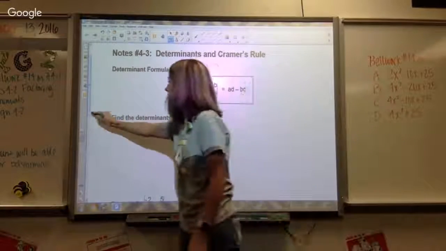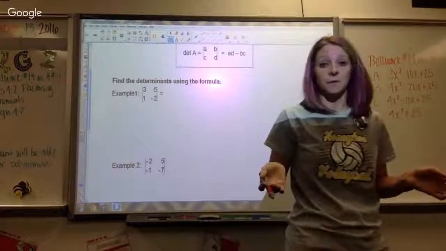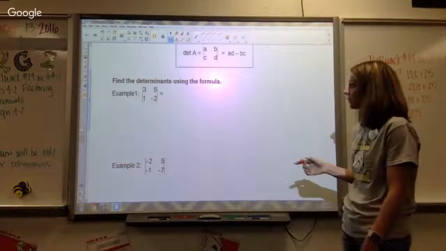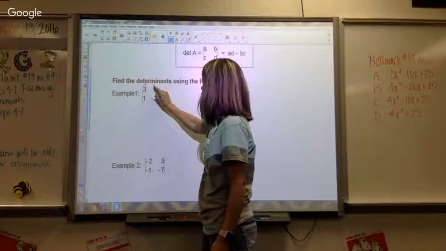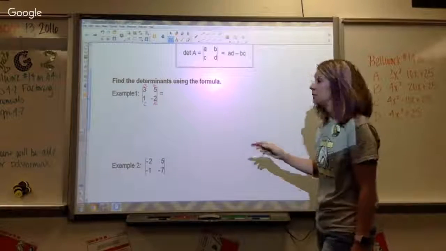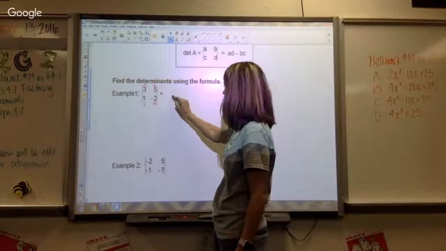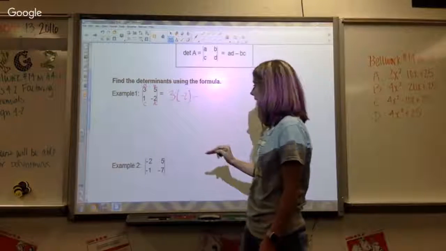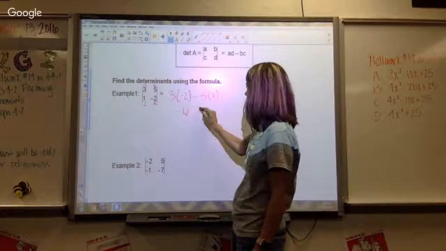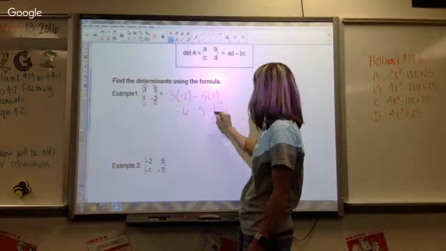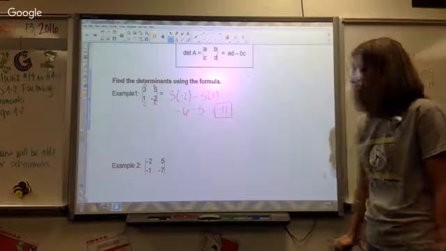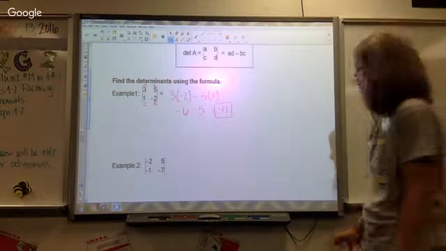Okay, so that's what we're going to do in example 1. Sometimes it's not going to tell you to find the determinant. You're just going to need to know that those vertical bars around a matrix mean find the determinant. So this is A, B, C, and D. We're going to use the formula that we just talked about. A times D, so 3 times negative 2, minus B times C, so that would be negative 6 minus 5, which equals negative 11. When you're finding the determinant of a matrix, you should be getting one number for your answer.